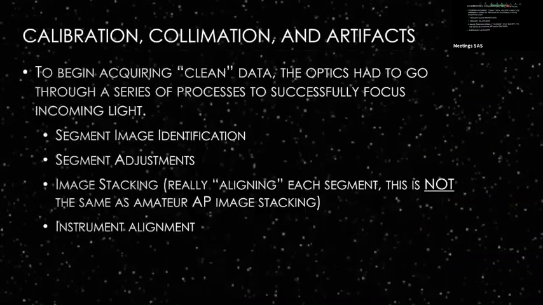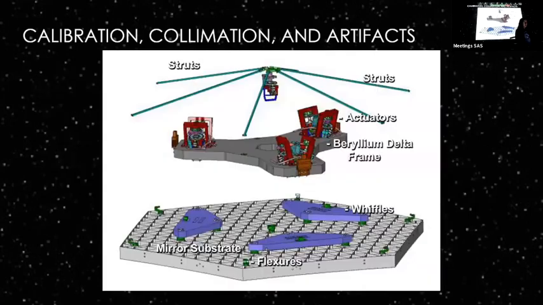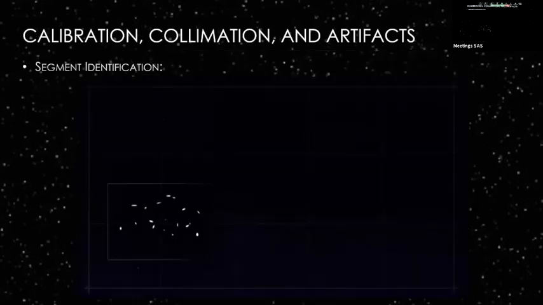So if we go back to this real quick, where it started, we have no idea which segment is which, A1, B1, C1, A2, things like that. We don't know which mirror segment actually corresponds to which of these images from the first star. So we have to do segment identification.